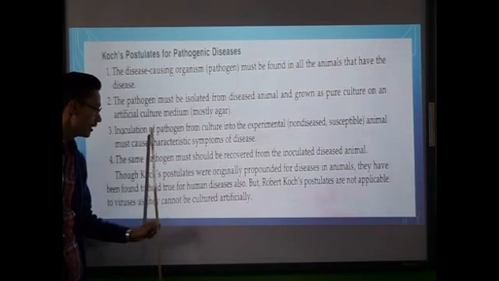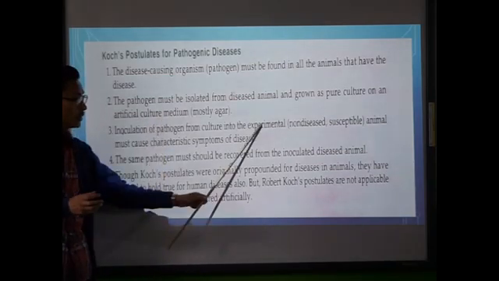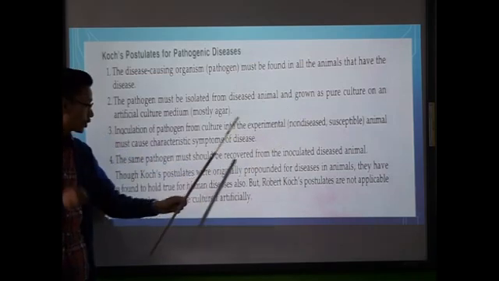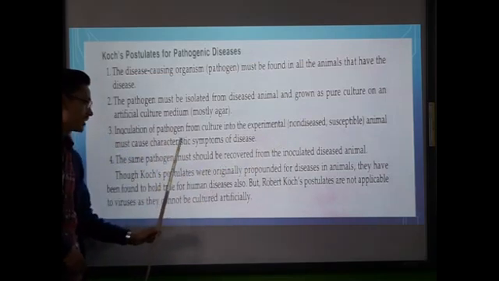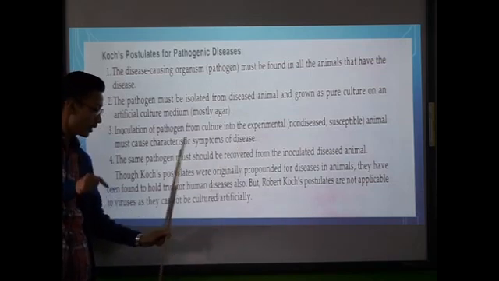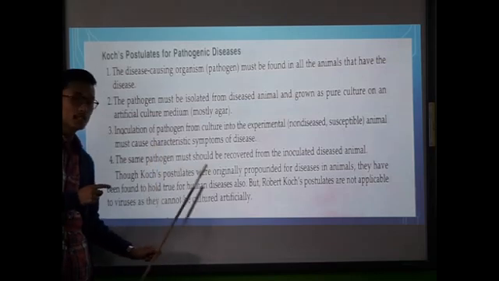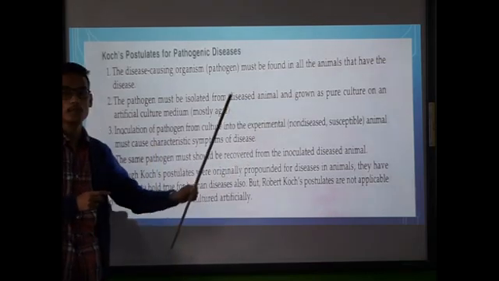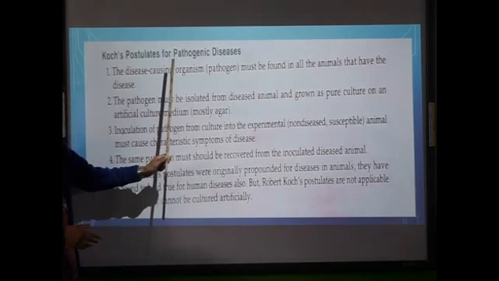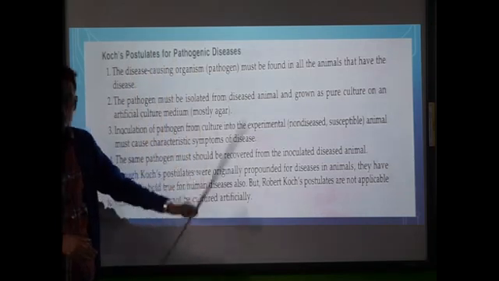Number 4: the same pathogen must be recovered from the inoculated diseased animal. That means the pathogen grown in the culture medium and introduced into the animal, which shows the characteristic symptoms of the disease, must be recovered from this animal also. So these are the 4 attributes, or postulates, for pathogenic disease.